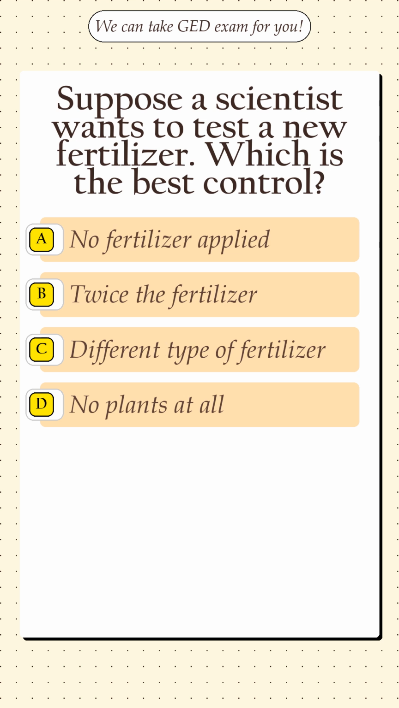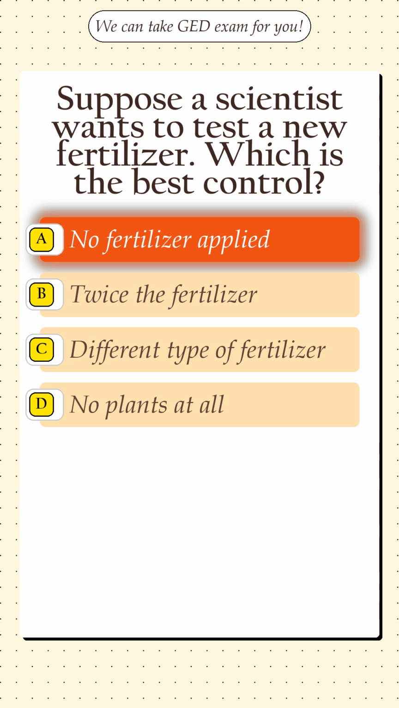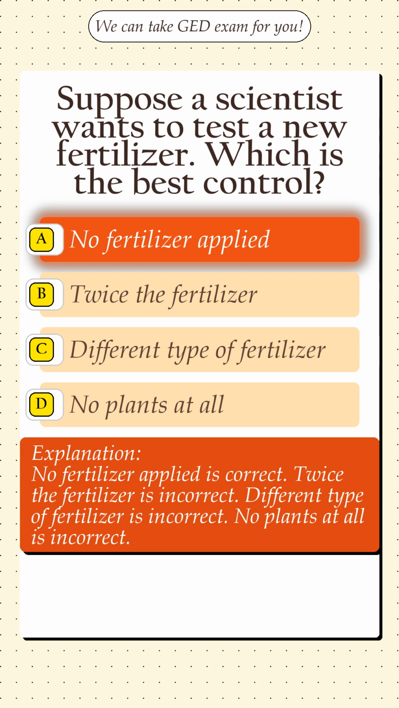Question 7. Suppose a scientist wants to test a new fertilizer. Which is the best control? Option A, no fertilizer applied. Option B, twice the fertilizer. Option C, different type of fertilizer. Option D, no plants at all. The correct answer is option A, no fertilizer applied. No fertilizer applied is correct. Twice the fertilizer is incorrect. Different type of fertilizer is incorrect. No plants at all is incorrect.